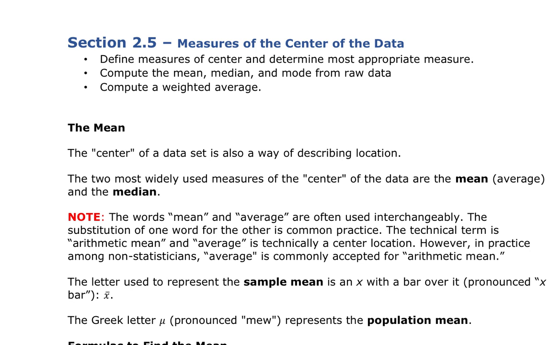When we talk about the center, we're usually talking about the average. That's what the layman would call average. We call it the mean, and the median, which we've talked about. So you're going to hear mean and average pretty interchangeably. When we're talking about the mean, it's an arithmetic mean, and average is technically a center location. But in practice, among non-statisticians, average is commonly accepted as arithmetic mean. So we have two different kinds of means.